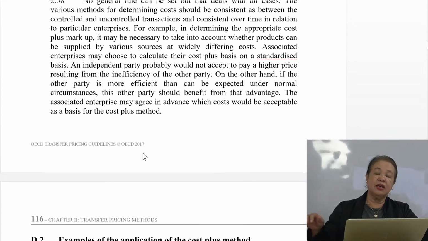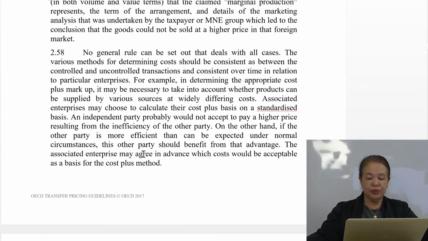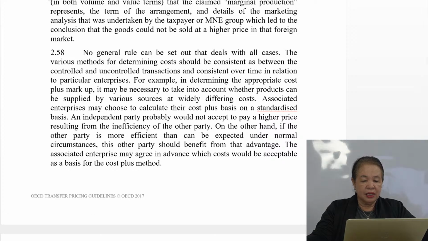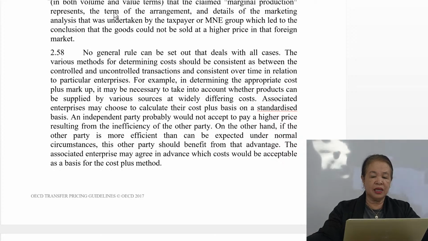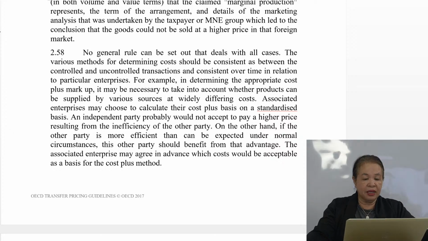Okay, so no general rule can be set out that deals with all cases. No? The various methods for determining cost should be consistent as between the controlled and uncontrolled transactions and consistent over time in relation to particular enterprises. Example, in determining the appropriate cost plus markup, it may be necessary to take into account whether products can be supplied by various sources at widely differing cost. No? So you have to determine that.